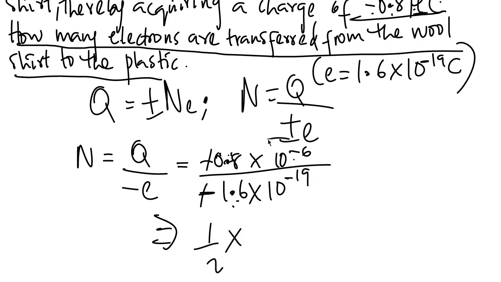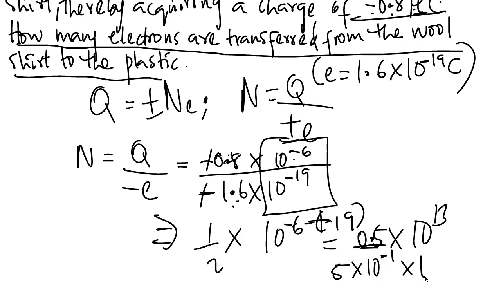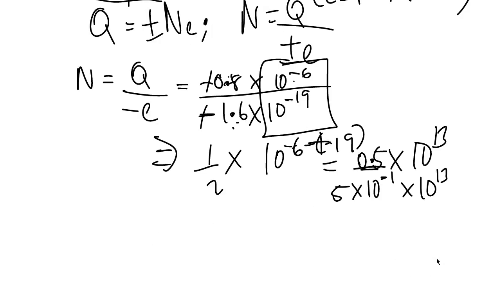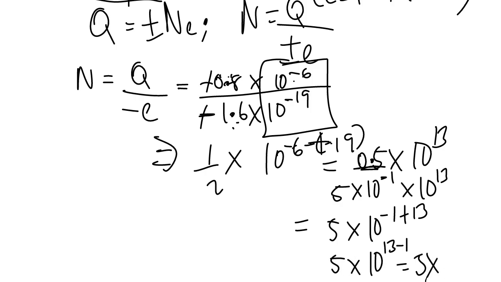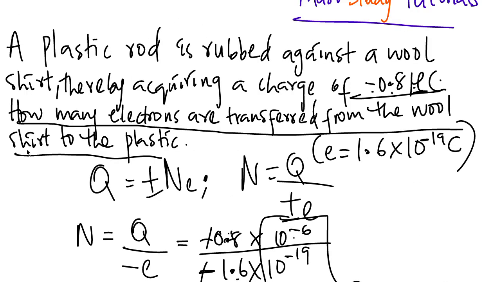Then multiplied by, if we divide the powers, it's going to be 10 to the negative 6 and then negative 19 using the division law. And then half is 0.5, right? And then times 10 raised to the power negative negative is a positive, and then negative 6 plus 19 is what? Is 13. So 0.5 can be written as 5 times 10 to the negative 1 and then times 10 to the 13. Then using the multiplication rule again, what are we going to have? 5 times 10 to the negative 1 plus 13, which is same as 5 times 10 to the what? 13 minus 1, which is what? 5 times 10 to the 12 electrons will be transferred from the wool shirt to the plastic.